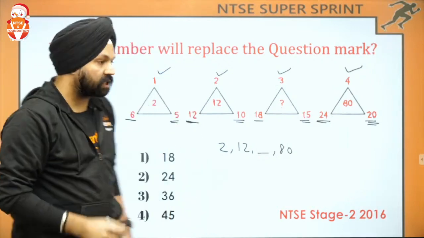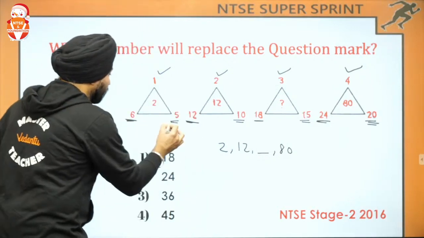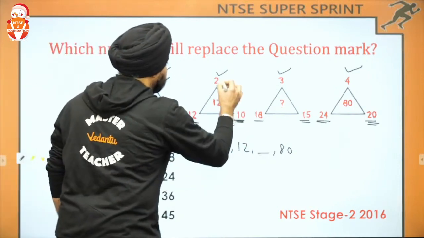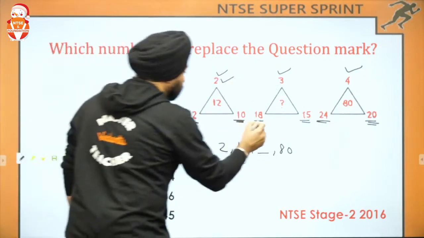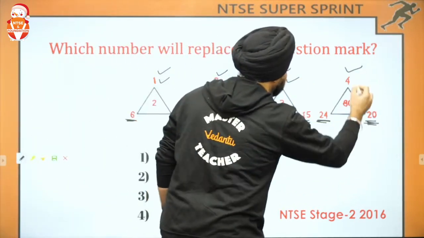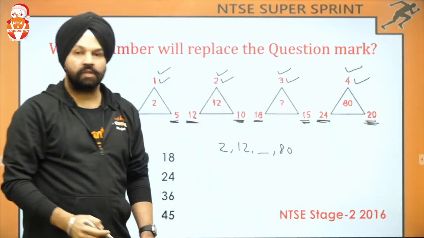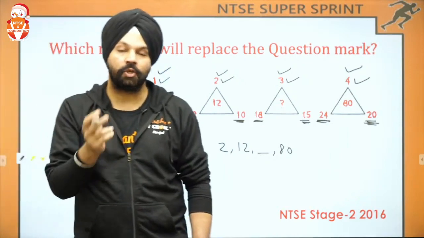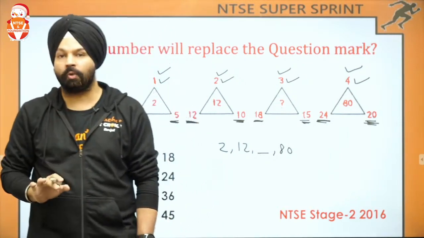भाई वो लिखे क्यों हैं? जरा चेक करें. 6 minus 5 gives us 1. चल रहा है. 12 minus 10 is giving us 2. 18 minus 15 is giving us 3. 24 minus 20 is giving us 4. So that means all three numbers are connected. But what is their connection with the center number? That is still to be decoded.